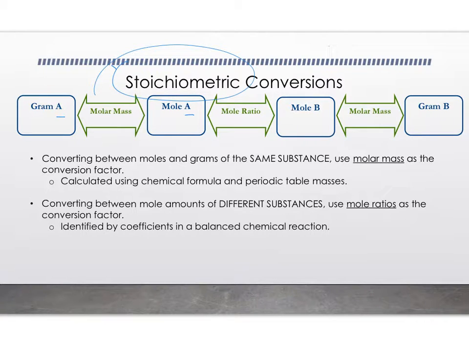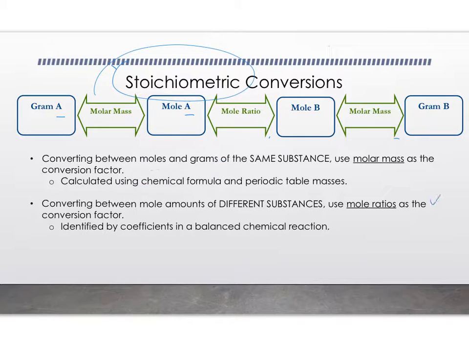Again, stoichiometry is the comparison of multiple substances in a chemical reaction, so we have to go from one chemical formula to the next. Just to review, if we are converting between moles and grams of the same substance, so grams of oxygen to moles of oxygen, we use molar mass as the conversion factor. That's based on the chemical formula. Oxygen is O with a subscript of 2 because it's a naturally existing diatomic, and then we find the mass based on the periodic table. So that's converting between mass and moles of the same substance.